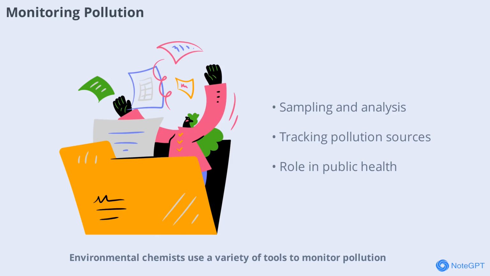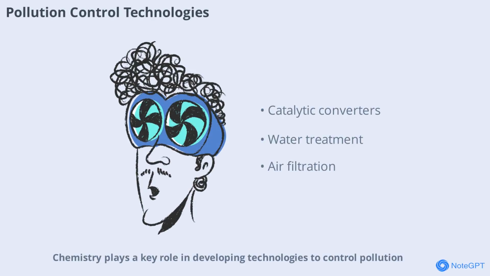Environmental chemists use a variety of tools to monitor pollution. They collect air, water, and soil samples to measure the concentration of pollutants. Advanced instruments can detect even tiny amounts of harmful chemicals. This data helps scientists track pollution sources, assess risks, and develop strategies for cleanup. Monitoring is essential for enforcing environmental laws and protecting public health. Next, we'll discuss how chemistry contributes to pollution control. Chemistry plays a key role in developing technologies to control pollution.